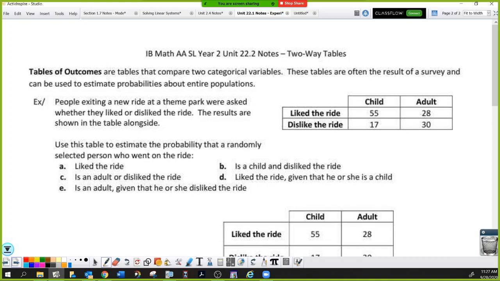These are called two-way tables. Tables of outcomes are tables that compare two categorical variables. That's why they're called two-way tables. These tables are often a result of a survey, like you just saw, and they can be used to estimate probabilities about entire populations, I'd say as long as the number of trials is large enough.